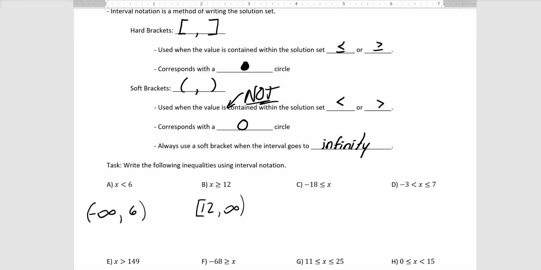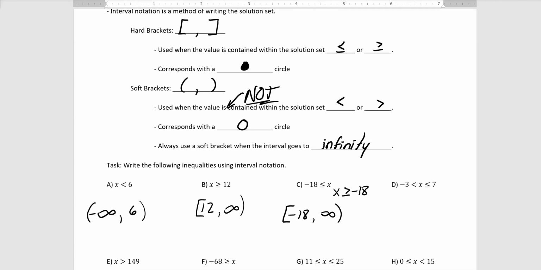C: negative 18 is less than or equal to x. I'm a stickler here, and I like my variable to come first. So I'm going to rewrite this one and say that x is greater than or equal to negative 18. To me, that just makes more sense. It's easier to conceptualize in that way, because this is saying that x has to be greater than or equal to negative 18. So that tells me negative 18 is the smallest value we can have. Since it's greater than or equal to, we can give it a hard bracket. And then there's no limitation for how big it can be, so that means infinity.